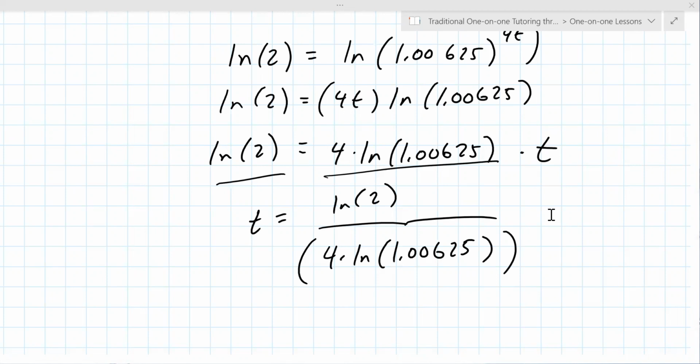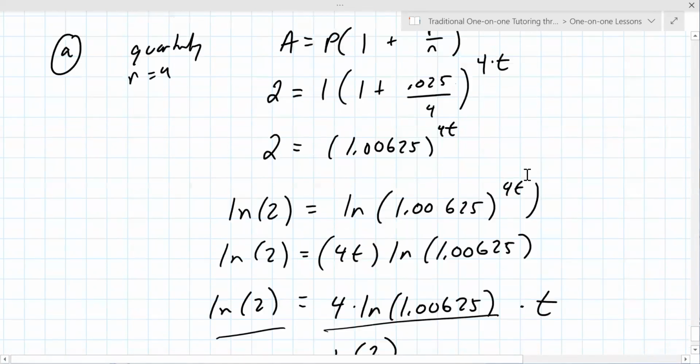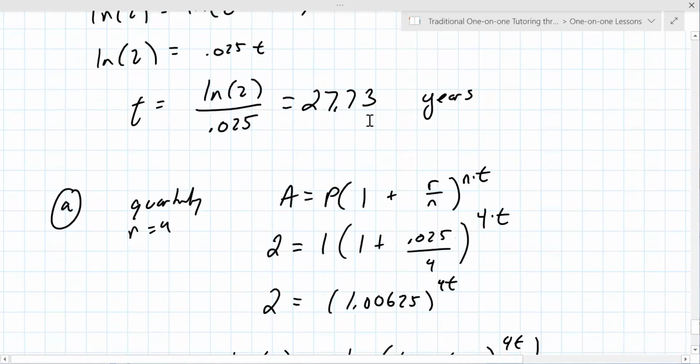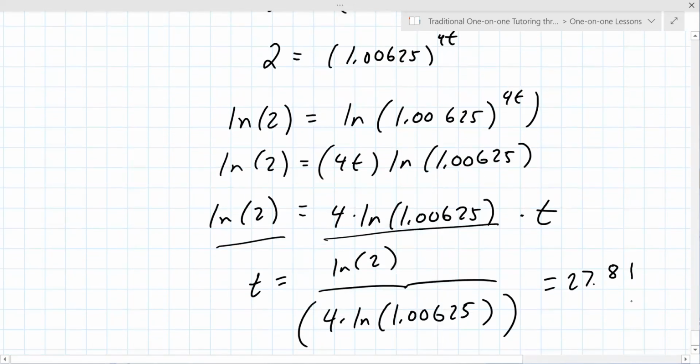And I get 27.8, which is slightly longer than the other one, 8.1 years. You're more likely to get part B, the continuous one, than the quarterly or monthly or whatever. Yeah, I think so.